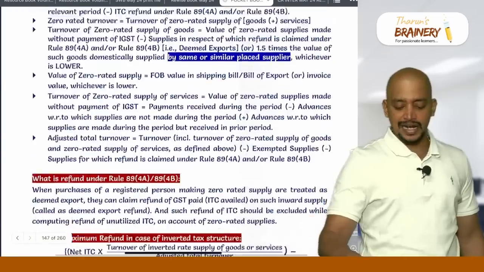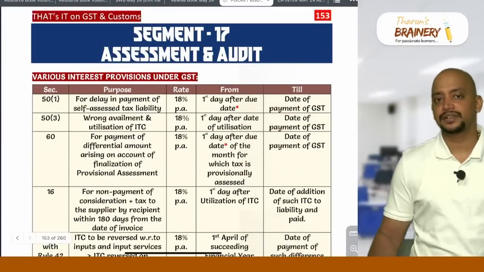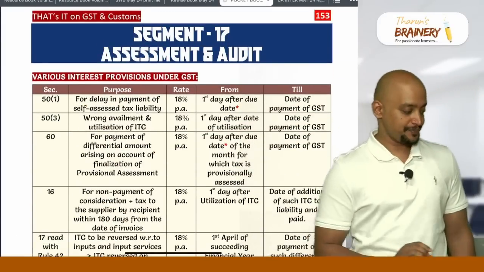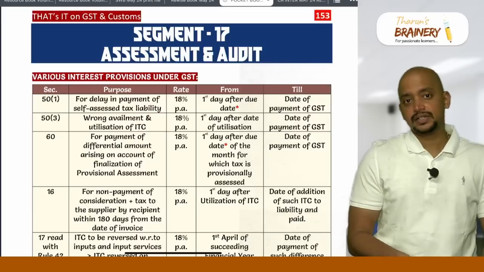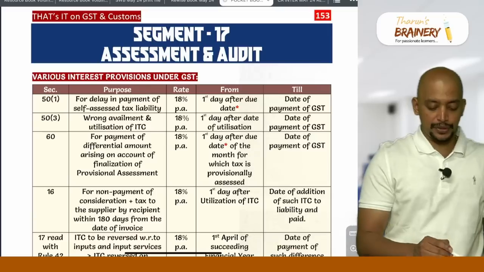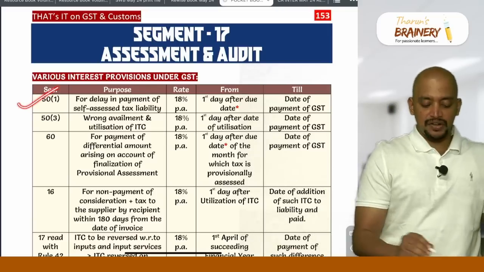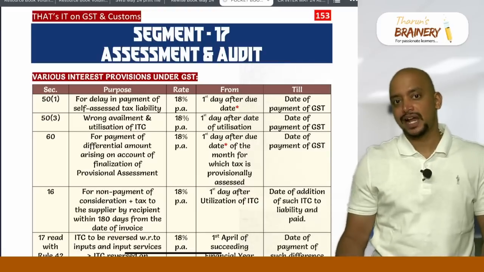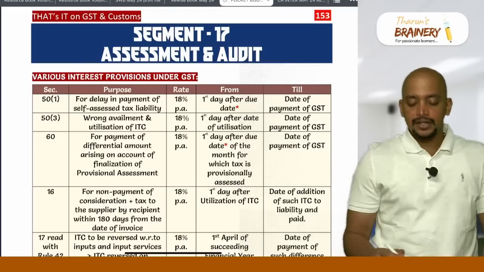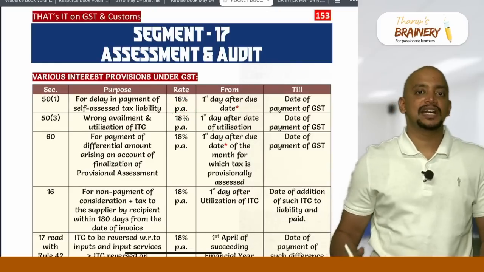So refunds under GST we have already discussed, and the next area that we have is assessment and audit. In this assessment and audit, the first few areas are related to interest computation, which we have come across in many places. First, section 50 subsection 1 interest talks about interest on account of delay in payment of tax or short payment of tax. That rate of interest is 18% per annum and it will be computed from the first date after due date.